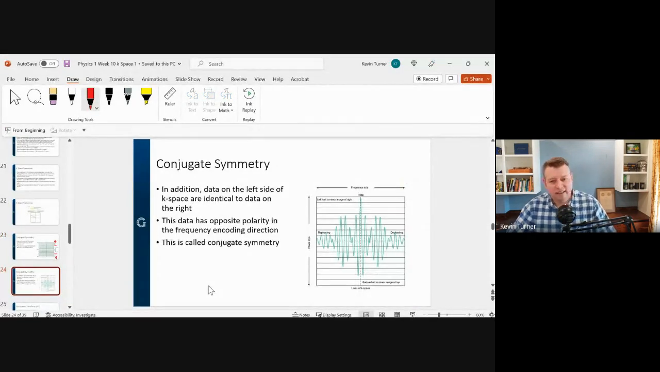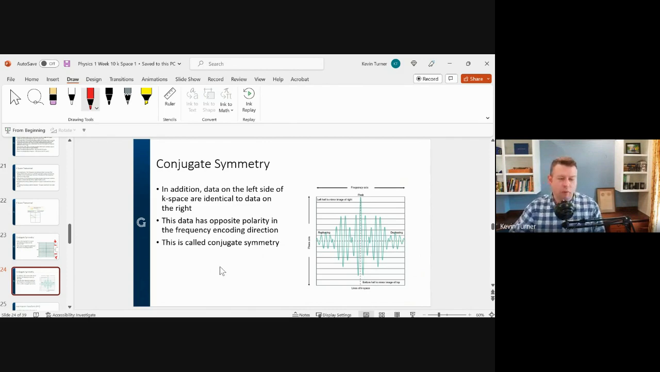So conjugate symmetry is the name of what we are saying when we say that K-space is a mirror image on the top as it is on the bottom. We're going to talk about next week how we take advantage of conjugate symmetry to reduce minimum TE and do parallel imaging, right? That's what parallel imaging is taking advantage of, conjugate symmetry. We'll talk about that next week.